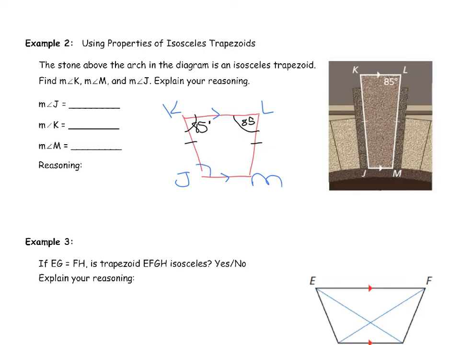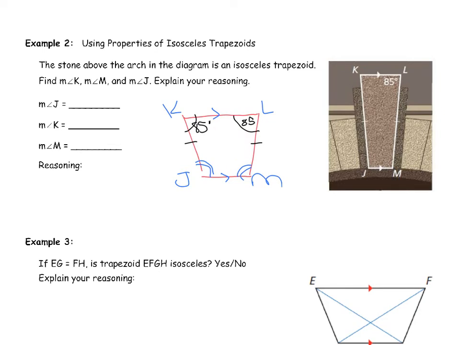And we know that angle J and angle M will also have to be the same. This is where you have to use some prior knowledge here. We should hopefully recall that the total interior sum of a quadrilateral is 360 degrees.